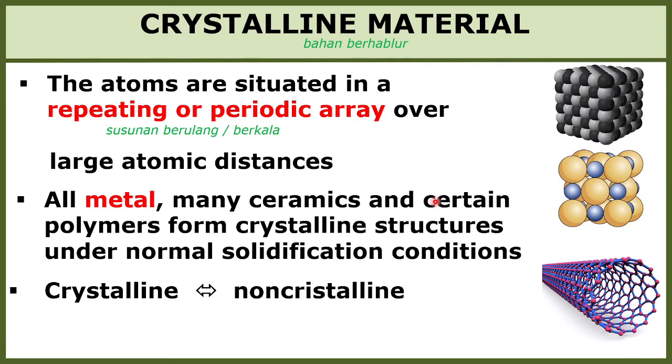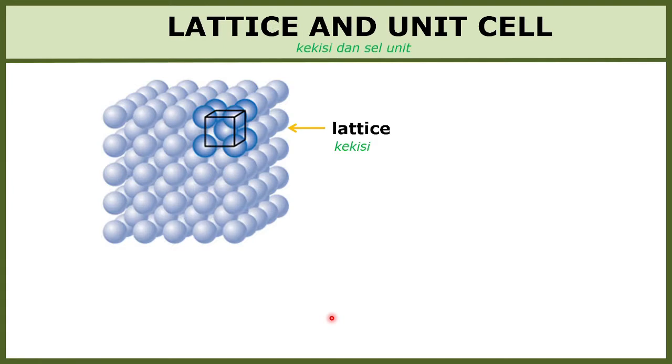Okay, this is the difference between crystalline and non-crystalline. Crystalline is material that the atom is repetitive in a periodic array. For non-crystalline is material that the atom is not arranged in a repeating or periodic array.